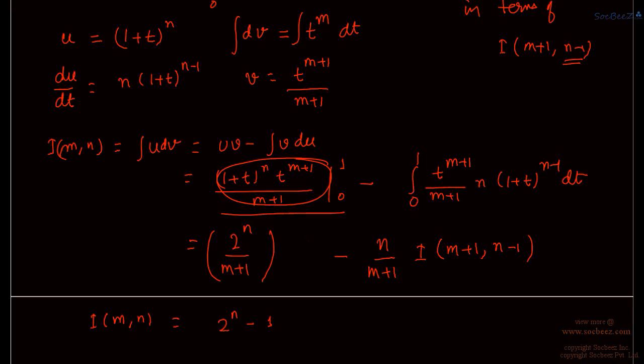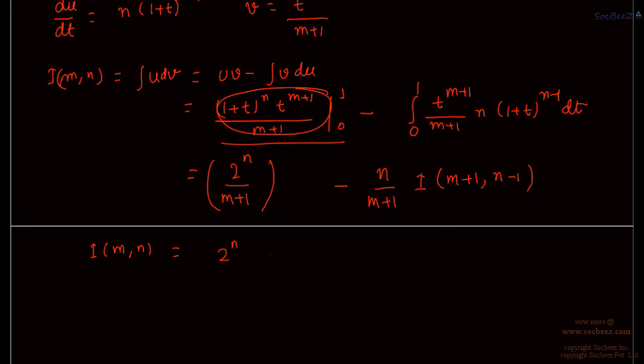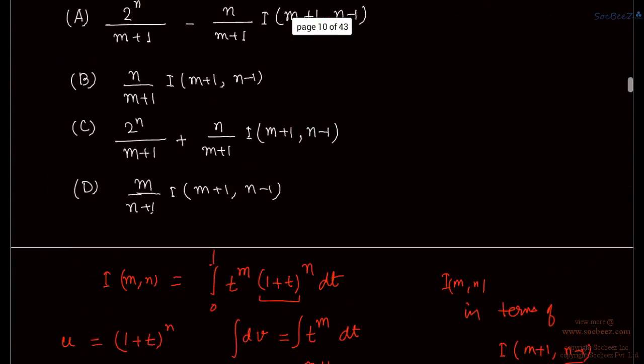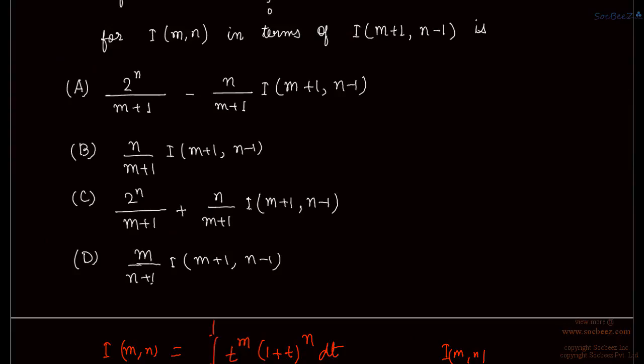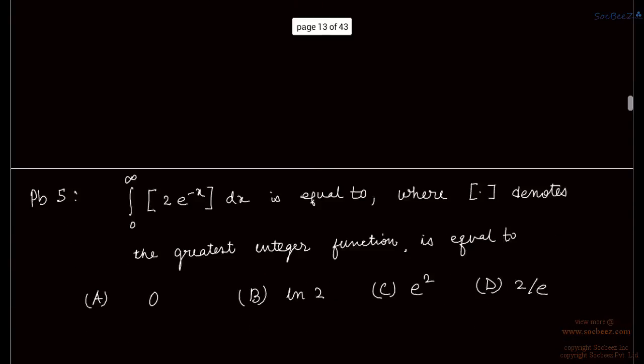Okay, so we are not getting this one, so we have the expression I m n as 2 to the power n upon m plus 1 minus n upon m plus 1 I m plus 1, n minus 1. Okay, so if we see from our options, then we are getting option A as the correct one, right? Now moving to the next question.